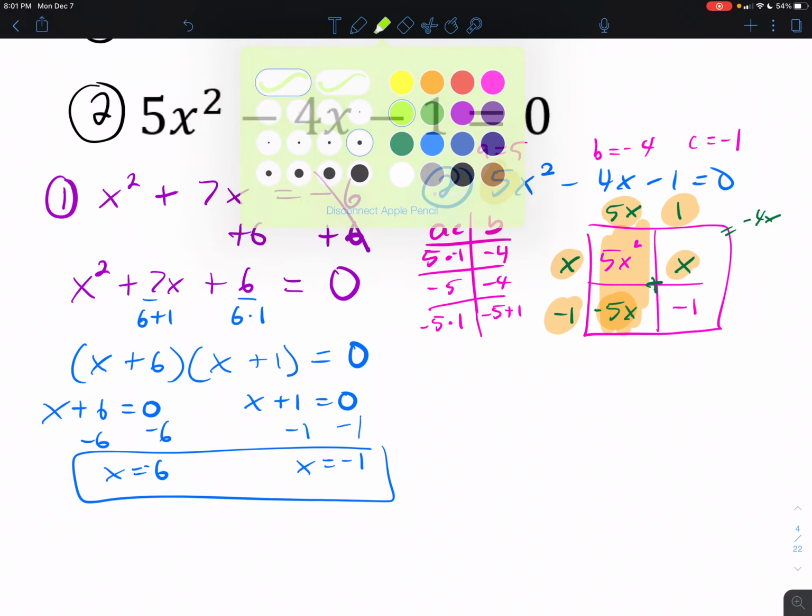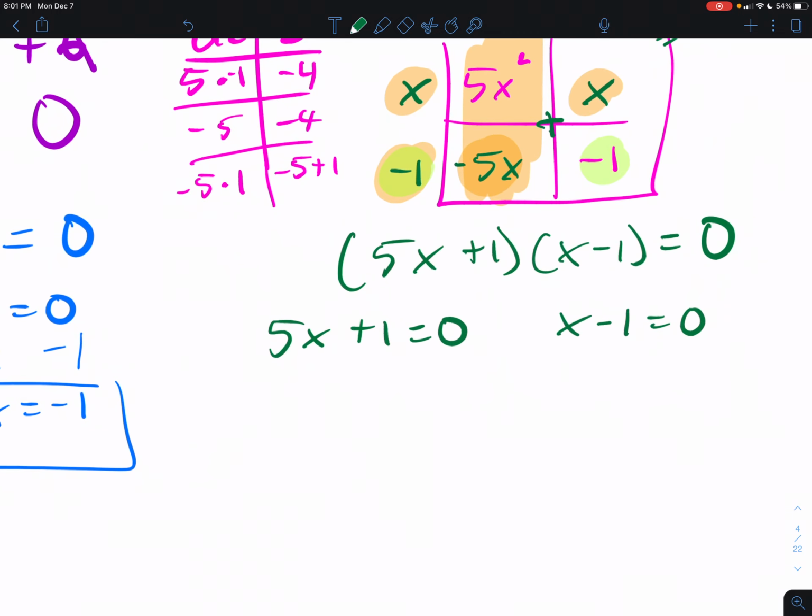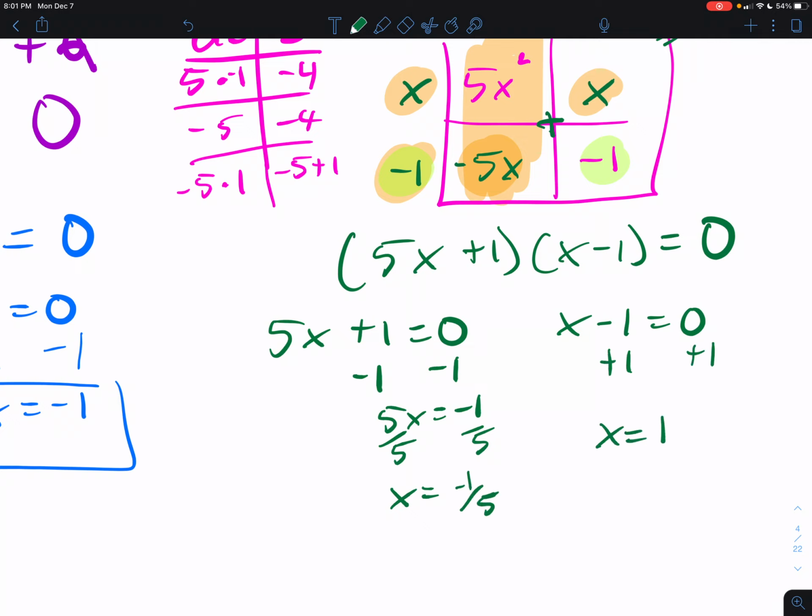And then we can check our answer by doing 1 times -1, which is -1. So our factors are 5x plus 1 times x minus 1 equal to 0. And then we set our factors separately equal to 0 and solve. So 5x equals -1, divide by 5. X equals -1/5. Add 1. X equals 1. So our two answers are -1/5 and 1.